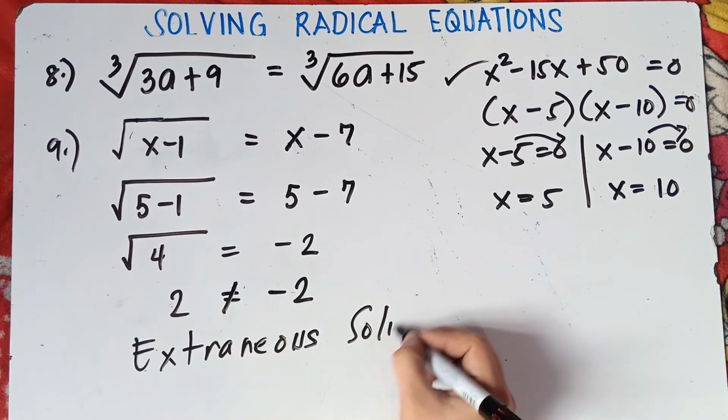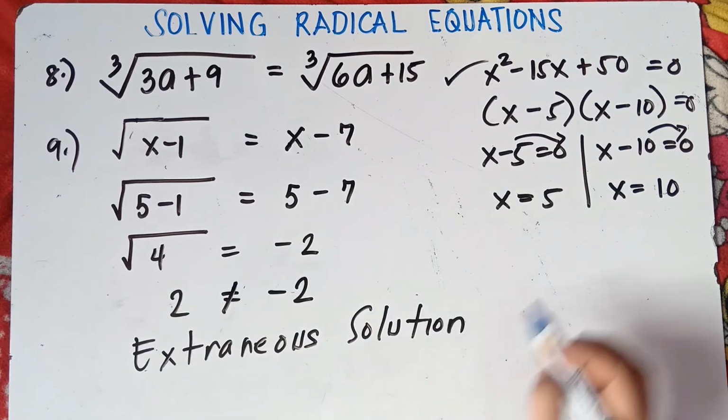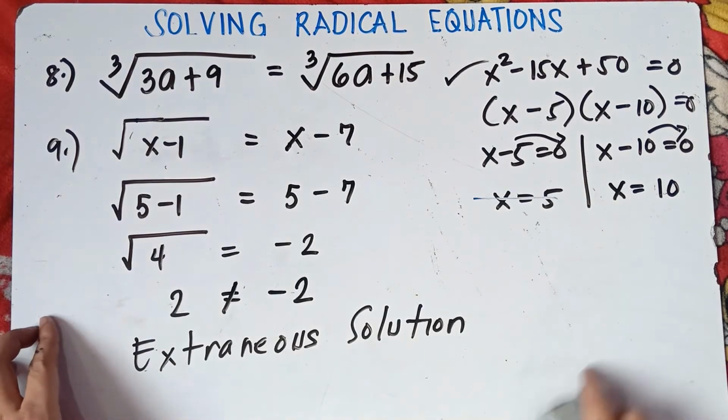Alright, extraneous solution. So therefore, we cannot accept this x equals 5. So we will not be accepting this answer, class. X equals 5. So let's try this one. X equals 10.